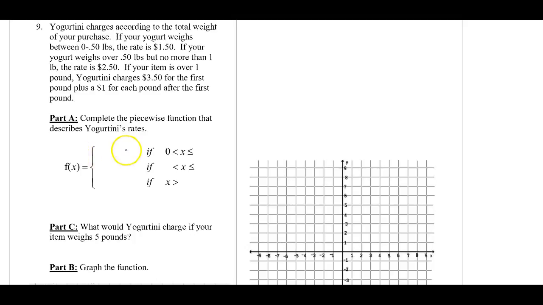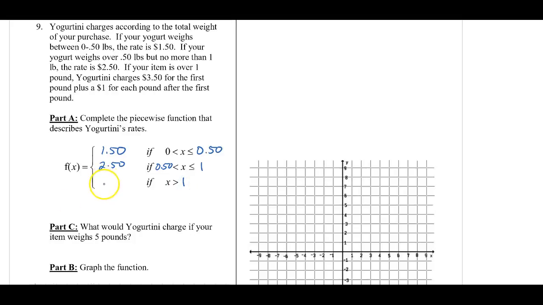Let's start with our first function: what happens when we're between 0 and half a pound. And we know that we get charged a flat rate of just $1.50 for anything in there. The next interval is we get charged $2.50 if we're anywhere from greater than half a pound all the way up until 1 pound. And if we're greater than 1 pound, we get charged $3.50 for the first plus an extra $1 for each pound after that. So we know that first of all, our interval is x greater than 1 pound.